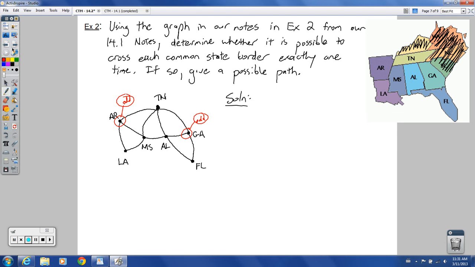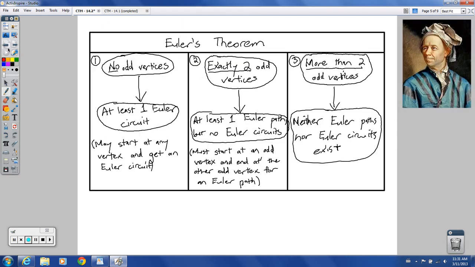And so what part of the theorem applies to that? If you have exactly 2 odd vertices, you have at least 1 Euler path, but no Euler circuit. So I have to start at one odd vertex and end at the other odd vertex.